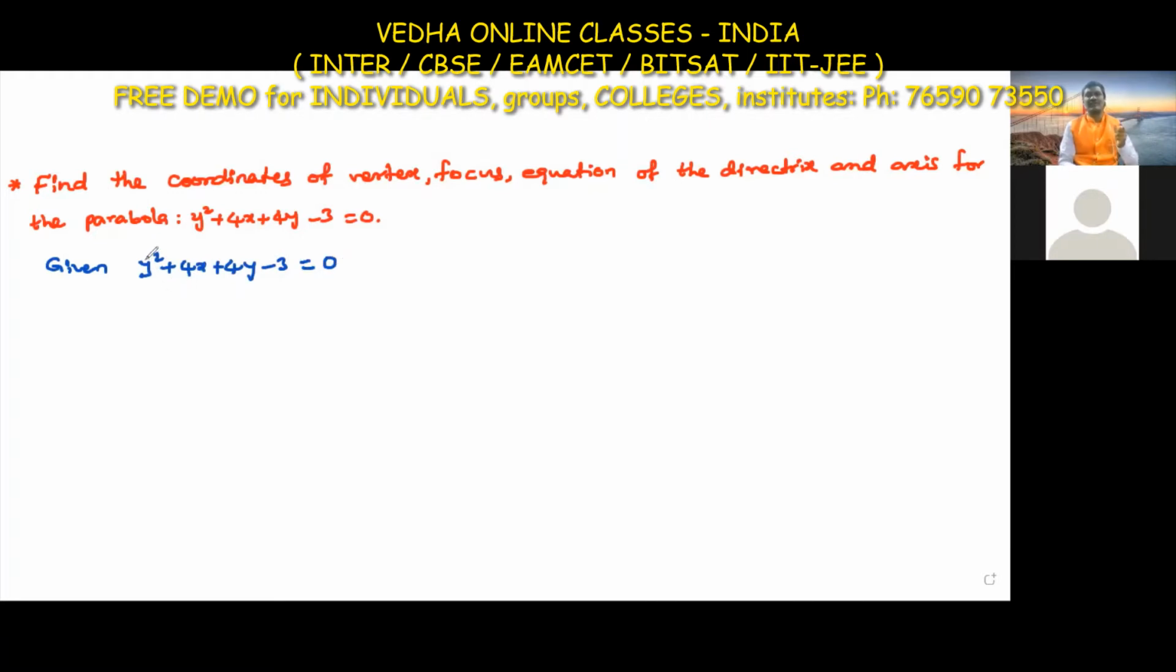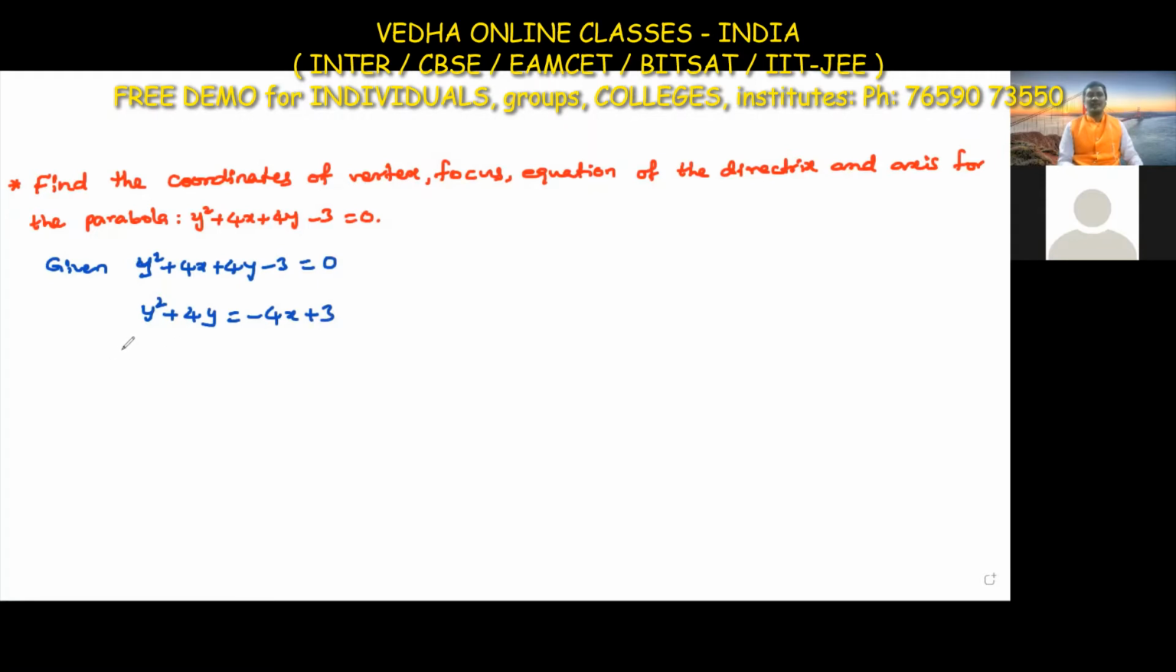So wherever we have the square, sometimes we have square for x, sometimes we have square for y. Here we have square for y. So write the y terms on the left side, y square plus 4y. The remaining terms I am taking to the right side. That means plus 4x becomes minus 4x and minus 3 becomes plus 3.